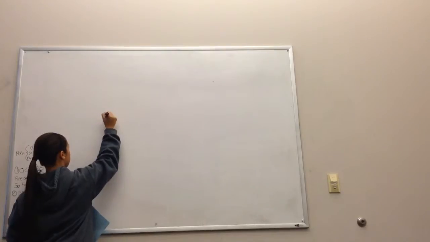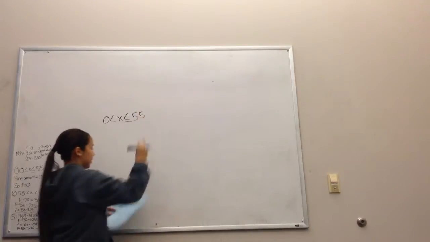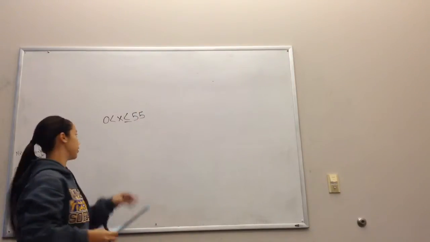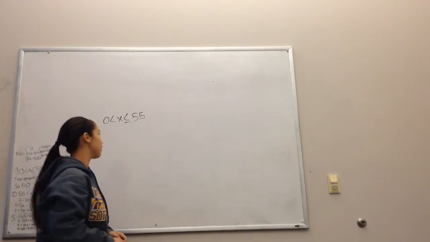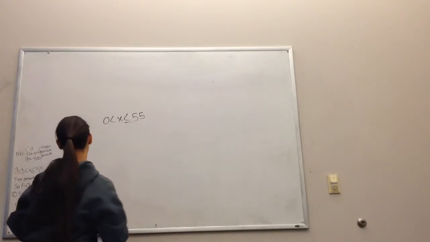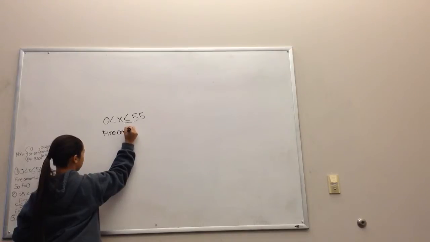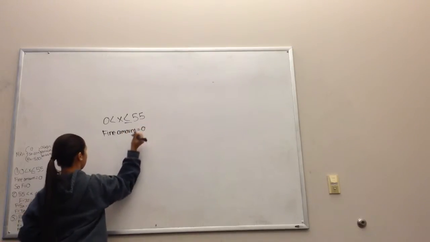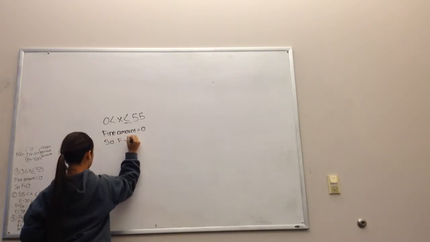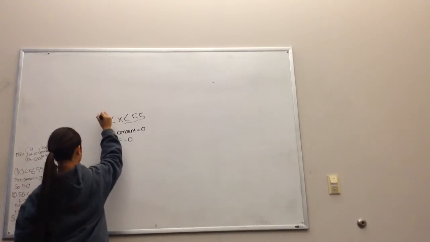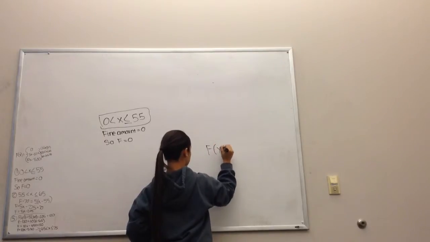So the first equation is going to be 0 < x ≤ 55, because this is the speed limit, 0 to 55, and you include 55 because that's the posted speed limit. We're going to say the fine amount equals 0. So we'll say F equals 0. So this is the first equation we're going to use. So this is F of x.